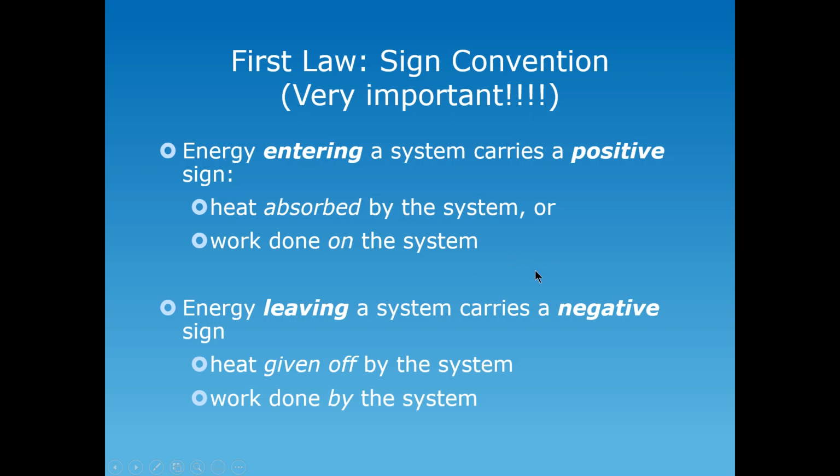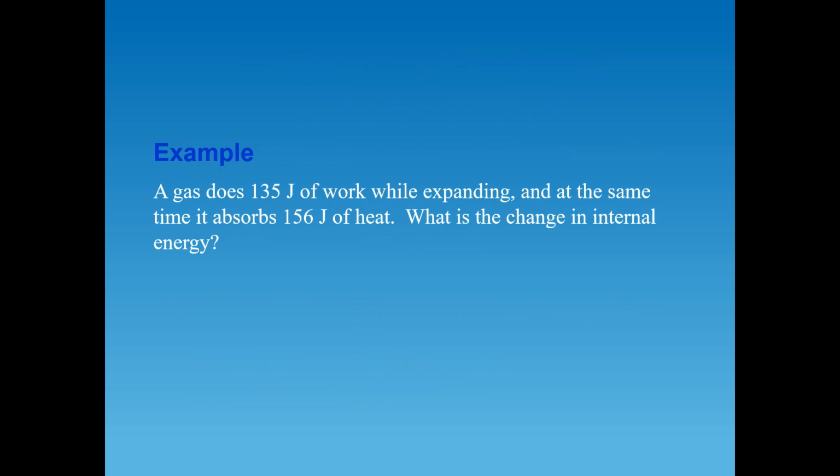On the other hand, if you have energy leaving a system, that means one or both of two things: either the heat is given off by the system or work is done by the system. All right, so it's very important that you understand and correctly interpret what the sign of the different terms mean. In this case, we're talking about energy, but you're going to see it also apply to heat and work.